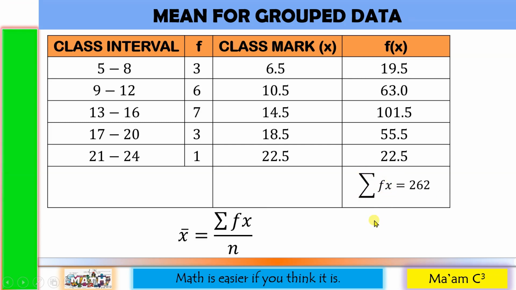Let us recall our formula. So x bar is equal to the summation of fx over n. So this is equal to summation of fx is 262. And then n is the total frequency. So we have to add the frequencies. 3 plus 6 is 9. 9 plus 7 is 16. 16 plus 3 is 19. And 19 plus 1 is equal to 20. This is our n. So divided by 20. 262 divided by 20 is equal to 13.1.